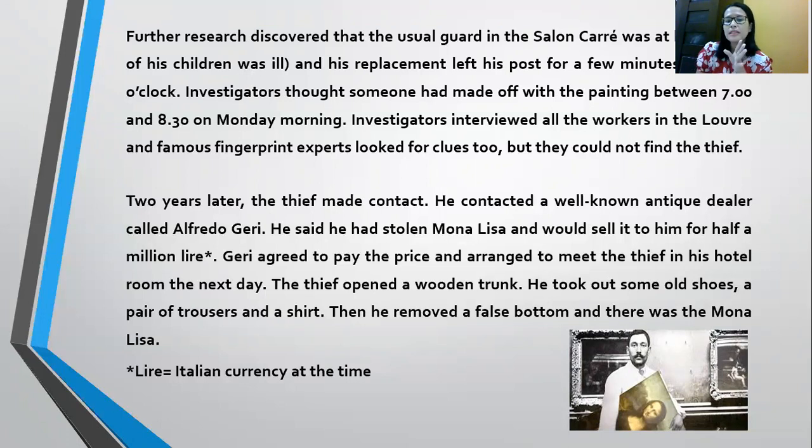The thief opened a wooden trunk. He took out some old shoes, a pair of trousers, and a shirt. Then he removed a false bottom, and there was the Mona Lisa. Wow, it was quite clever to hide the Mona Lisa, right?